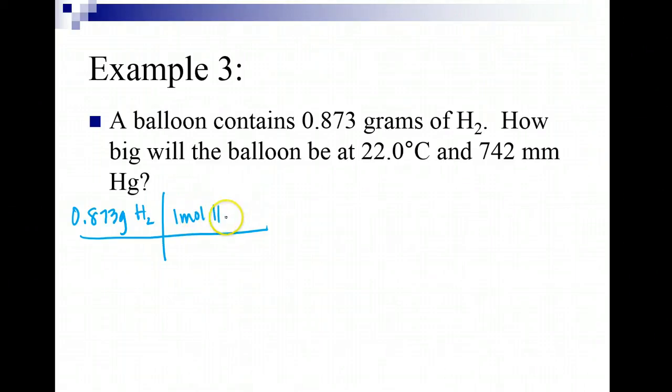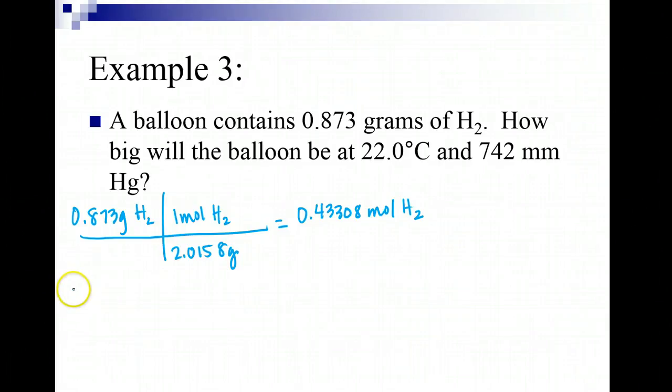And using your periodic table again, 2.0158 grams is the molar mass of hydrogen. And I'm not going to round to sig figs right here. I'm going to round once at the end. I would get 0.43308 moles of hydrogen. And when it says how big will the balloon be, we are talking about volume or size of the balloon. So if we look at PV = nRT, we know we'll be solving for volume.